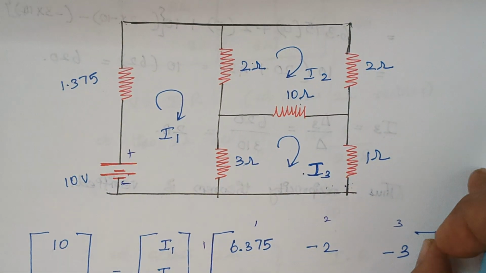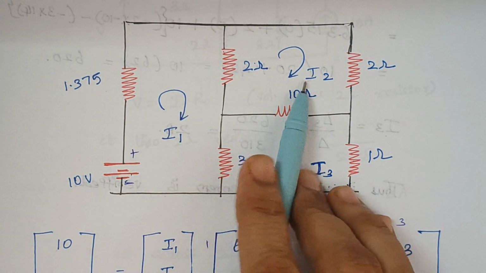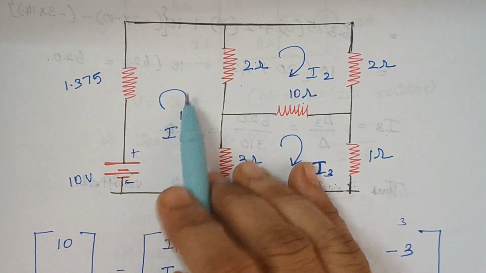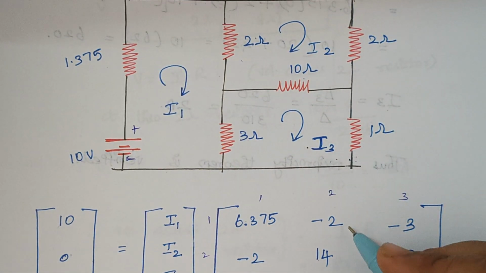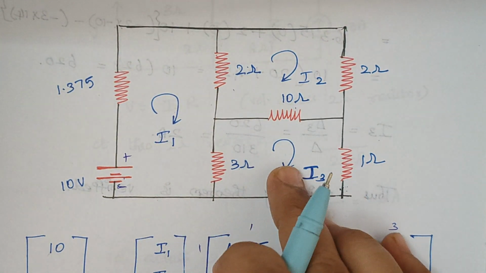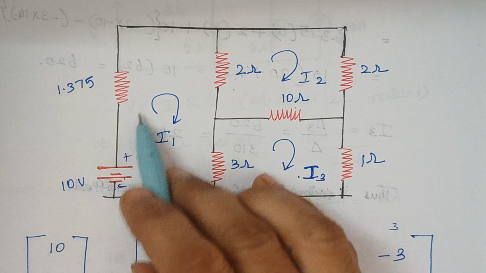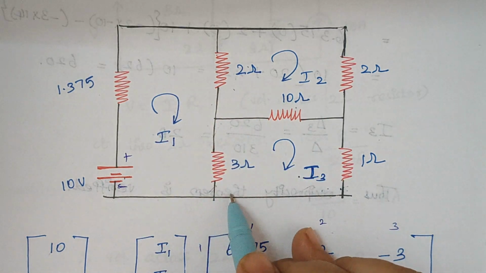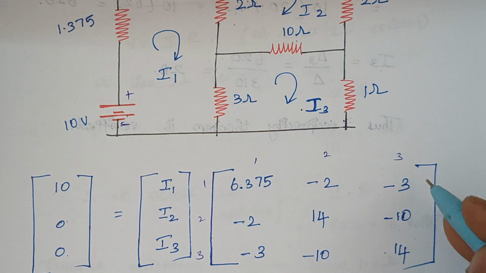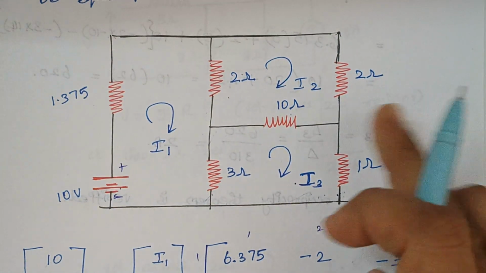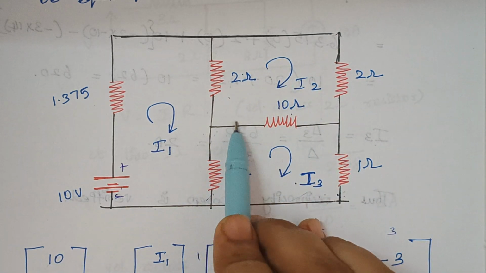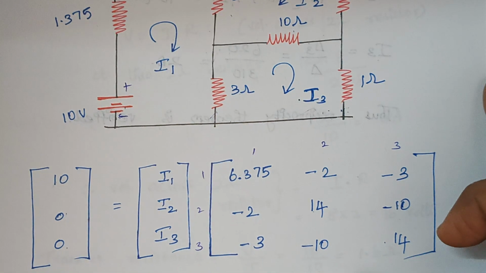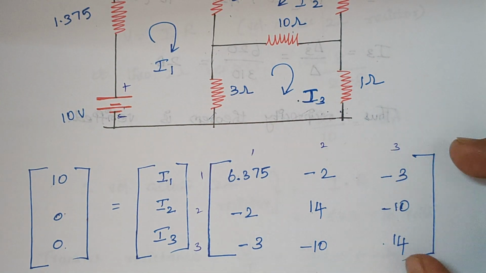Right. Again, the resistor which is common between loop 1 and loop 2 is 2. So here I1 flows in this way, whereas I2 flows in opposite way. Therefore, that gives minus 2. And between loop 1 and loop 3, the resistor is 3. And here the current flows in this way, and here the current flows in opposite way. Therefore, here it is minus 3. Again, when you consider between loop 2 and 3, 10 ohm is common. And I2 flows in this way and I3 flows in opposite way. Therefore, it is minus 10. Right. So finally, we had framed our resistance matrix.